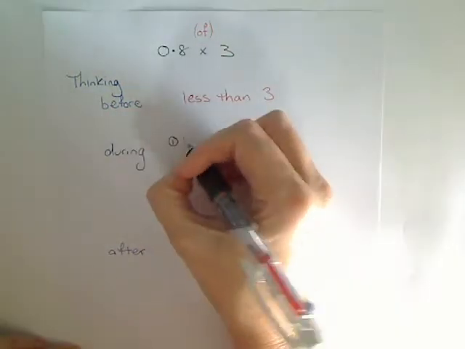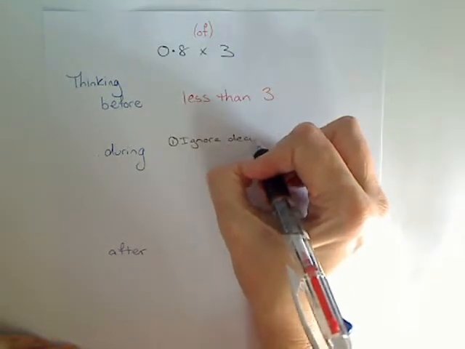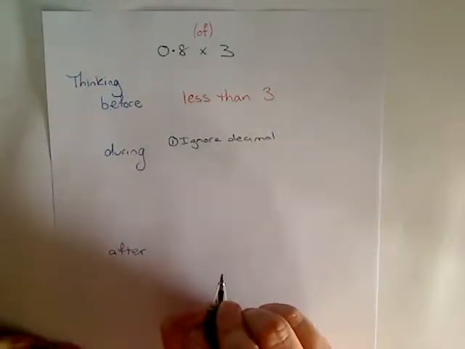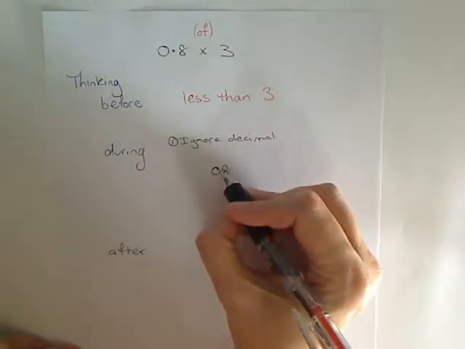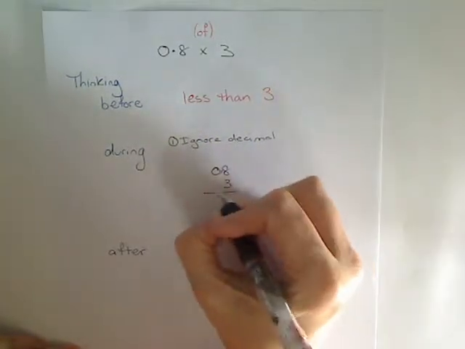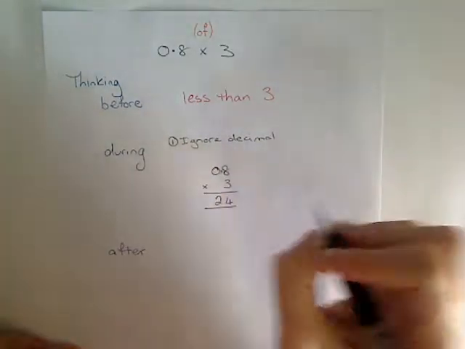Remember, the first thing we do is ignore the decimals because our algorithm just can't cope with them. So I just put in the 8. I'm not even worrying about that decimal at the moment. I'm just multiplying as if I had 8 and 3 and I would get 24.